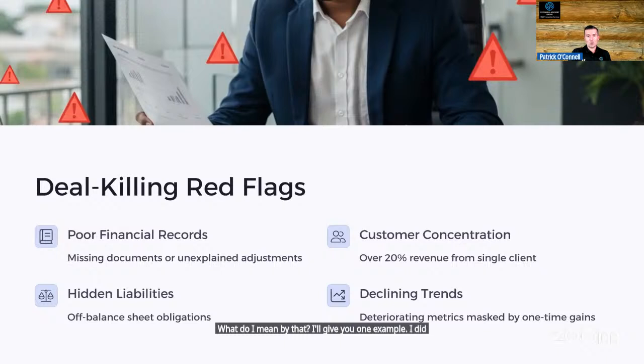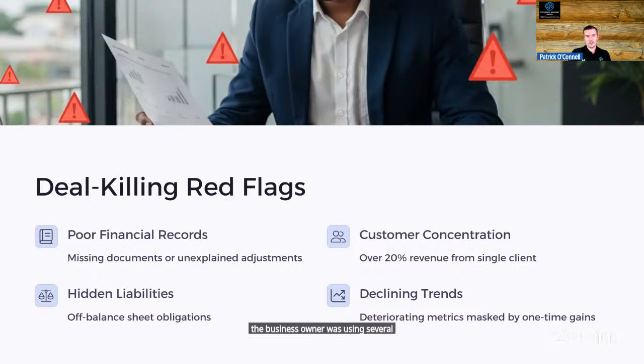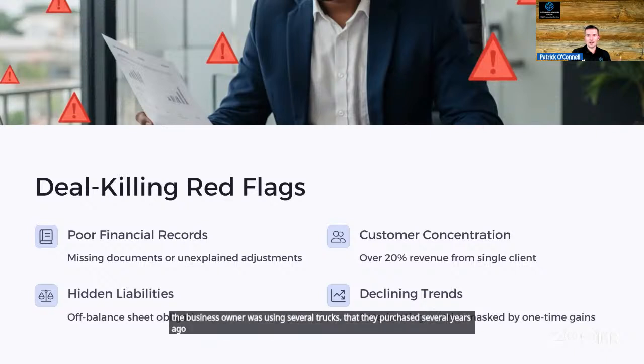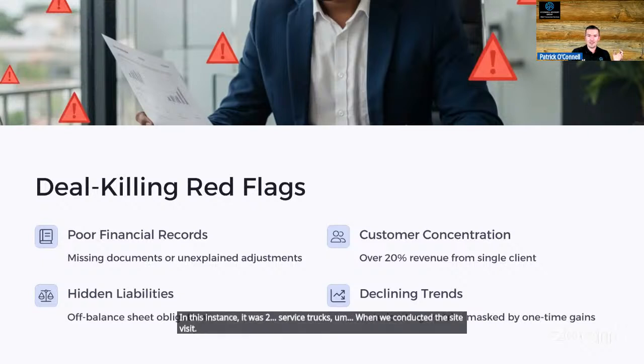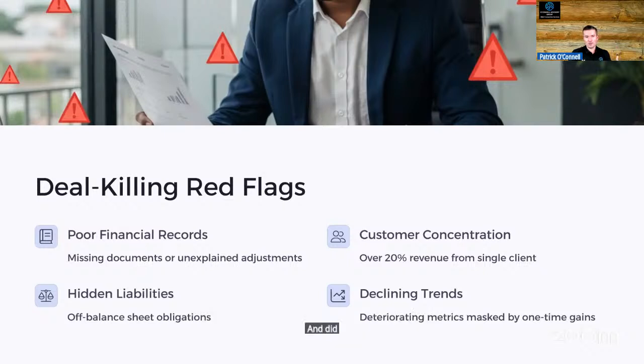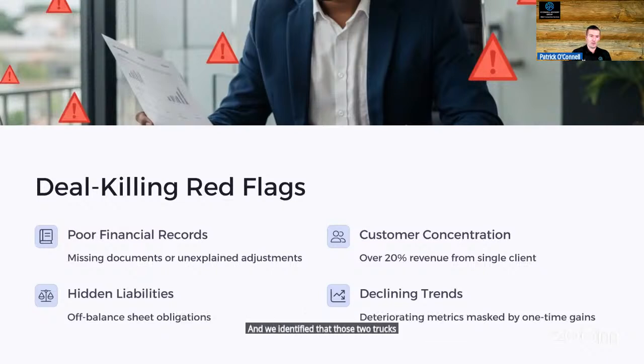I did a deal last quarter, and the business owner was using several trucks that they purchased several years ago for the day-to-day operations of the business. In this instance, it was two service trucks. When we conducted the site visit and did our balance sheet review, we noticed that the trucks listed on the balance sheet did not match up to the trucks on the company grounds or in the fleet. And we identified that those two trucks were excluded from the balance sheet.